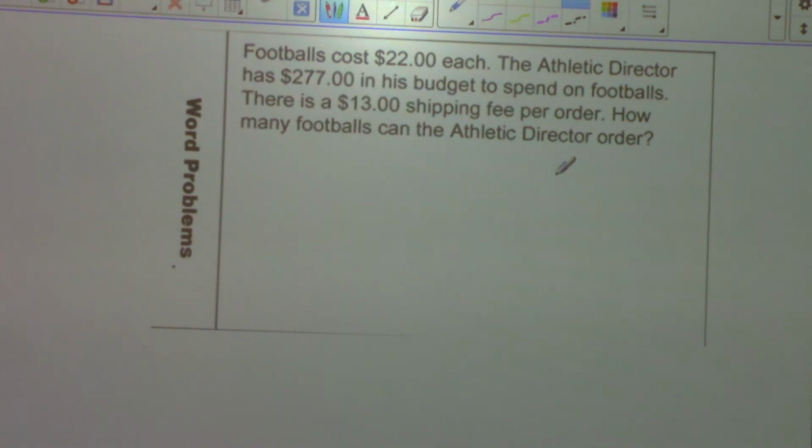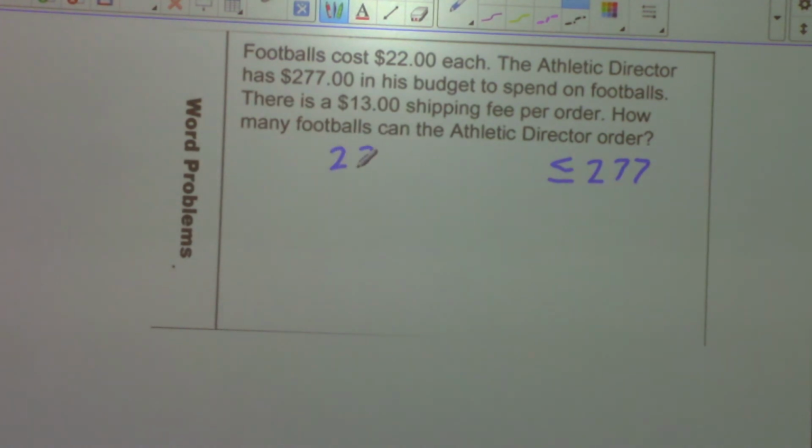So let's do that. The other class we didn't catch that, but I think Atlee is 100% right on this one. And in the real world, when you think about it, the real world is more inequalities than equations. Because this is our maximum, right? So we can spend $277 or less. So what's going to go on the left side of our inequality? 22x plus 13.